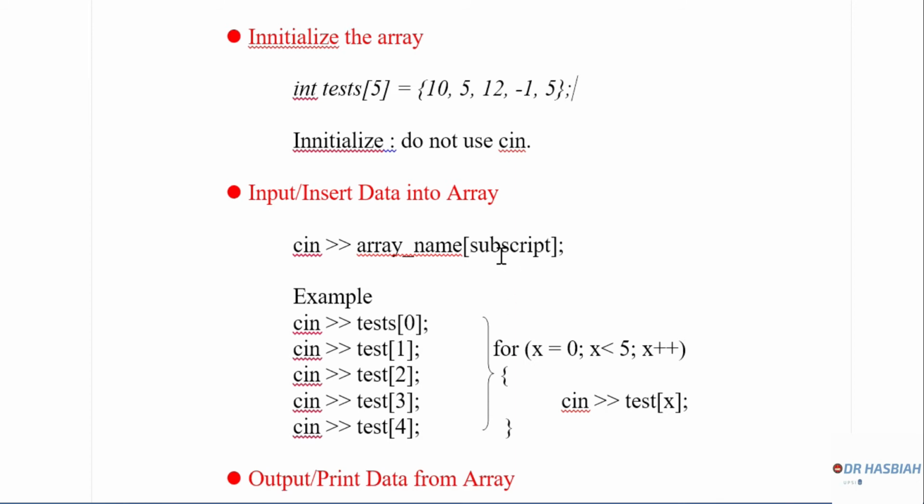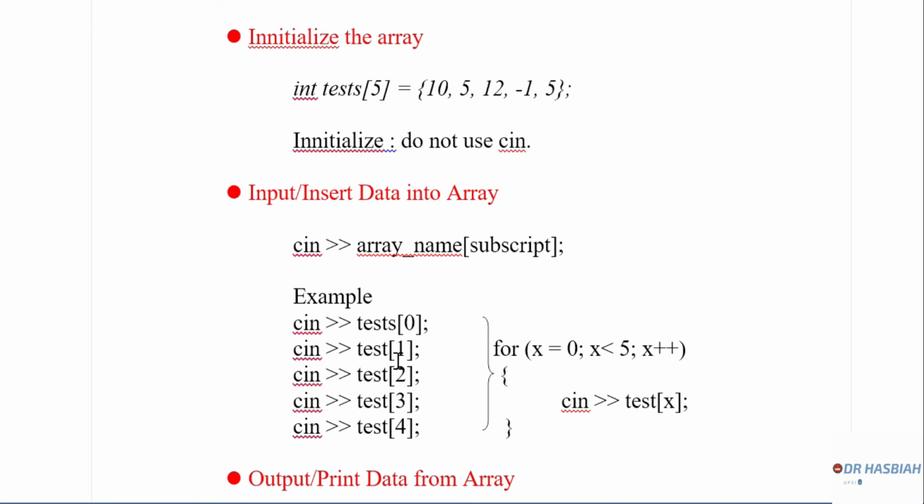Maybe you want to input for the first element, so subscript 0, second element subscript 1, third element subscript 2, fourth element 3, and then the last one is 4. So you just use cin test 0, meaning here you want to input the element for the first box, test 1 the element for the second box, the third box, and then the last one, we want to input the element for the fifth box. That is test 4 here.